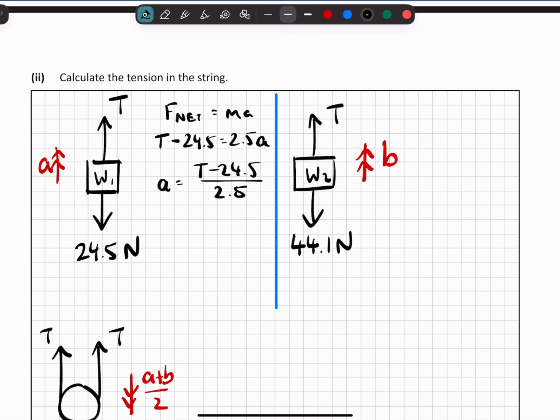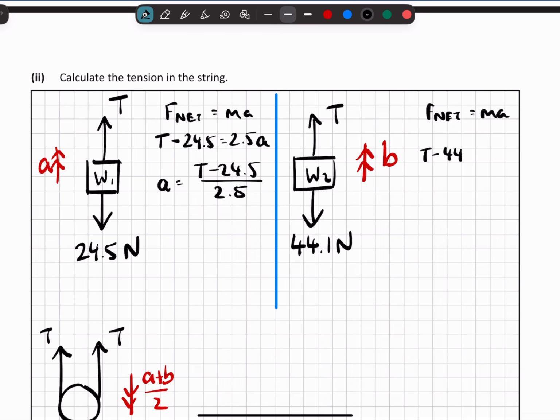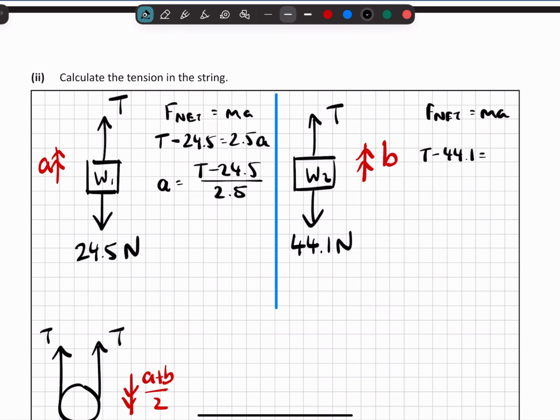Rinse and repeat this idea for the second one. The net force here is MA. Again, it's moving upwards, so it's tension minus this part in the bottom. Tension minus 44.1 equals the mass. Same idea as before, 44.1 divided by 9.8, and I get it to be 4.5. And I'm not using A this time, I'm saying it's B. Again, rearrange for B, T minus 44.1 over 4.5.